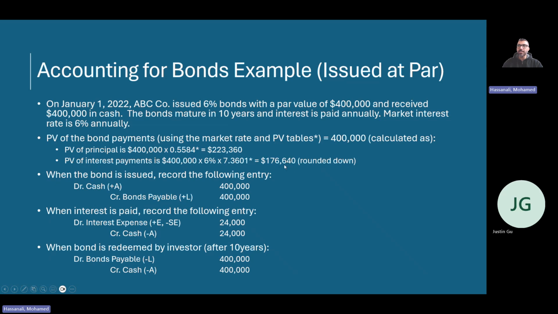So it's just the annual interest times the present value factor, which gives you 176,640. I wrote rounded down because I think this works out to 642, but to add this up to 400,000, I just needed to round that down by $2. Okay, when you put the two together, you should end up with 400,000, which you know is correct because the bond you issued has the market rate and the coupon rate being exactly the same. When the coupon and the market rate are exactly the same, the face value of the bond is the same as the present value of the bond.